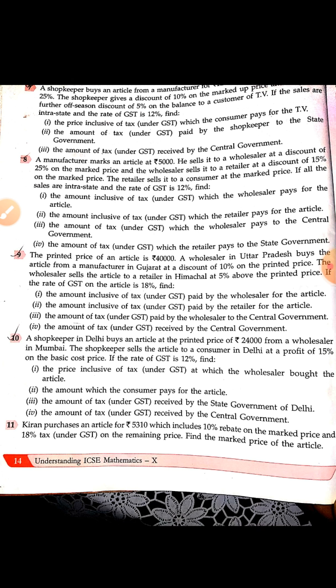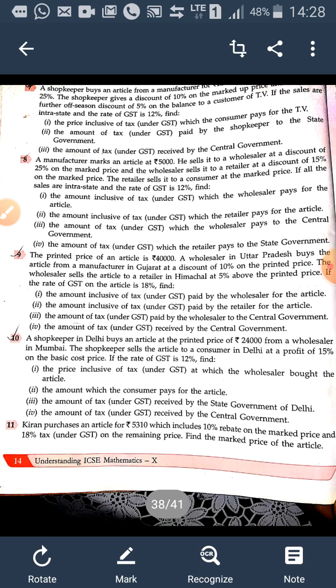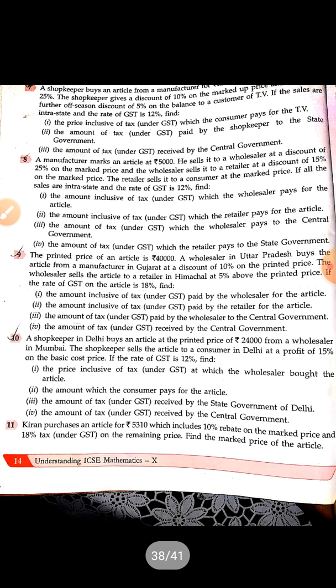So now try to understand the sum properly. This 5310 which is given over here is not the marked price. This is the total amount which Kiran gives after purchasing the commodity. Now what are the things hidden in this 5310? This 5310 includes a 10% rebate, a 10% discount, and it also includes 18% tax.